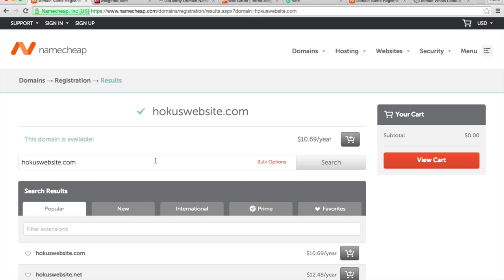Here are some few basic pointers though. If you can, try to keep it short. So instead of saying Hoku's new awesome website, well, since Hoku's website is already available, I may as well choose the shorter one. It'll be easier for people to remember. Try to avoid hyphens. That's kind of tacky, and I've heard it's not good for SEO purposes. And try to get the .com if you can, but it's not that big of a deal if you aren't able to get the .com.